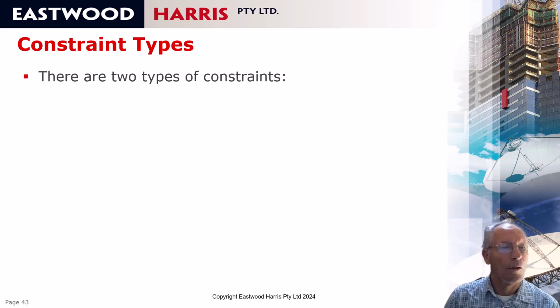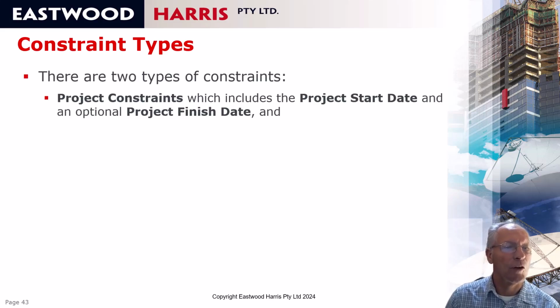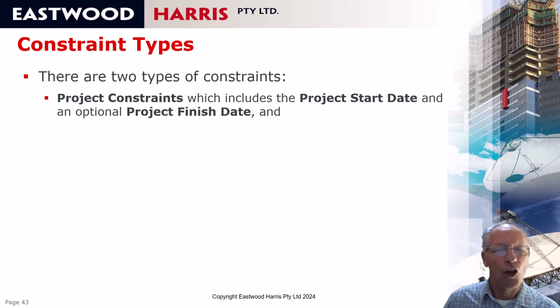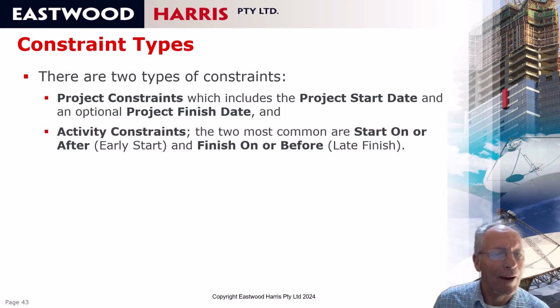Constraint types. There are two types of constraints in P6. First of all, the project constraints, which include the project start date and the project finish date. You must set a project start date, and no activity will be scheduled before the project start date, and therefore the project start date acts like a constraint on all the activities. And there's an optional project finish constraint or finish date that I recommend you don't use, and I'll explain why. It's a predominant feature in the software and therefore you need to understand it, and I'll talk about that in a minute.